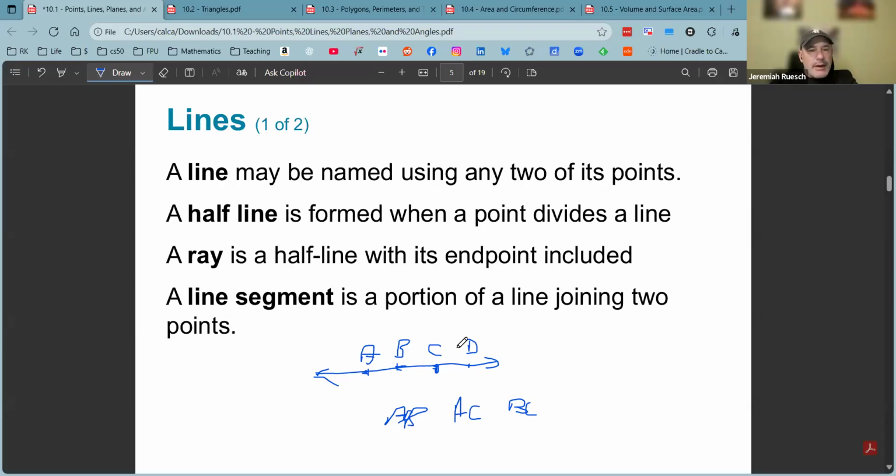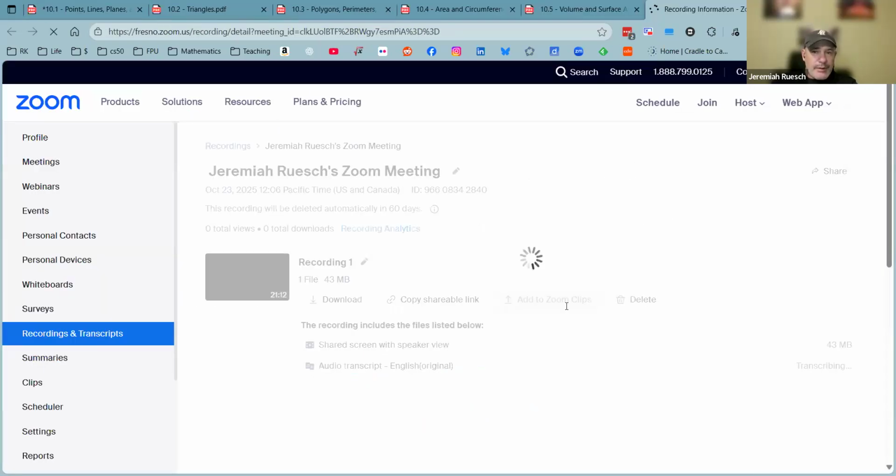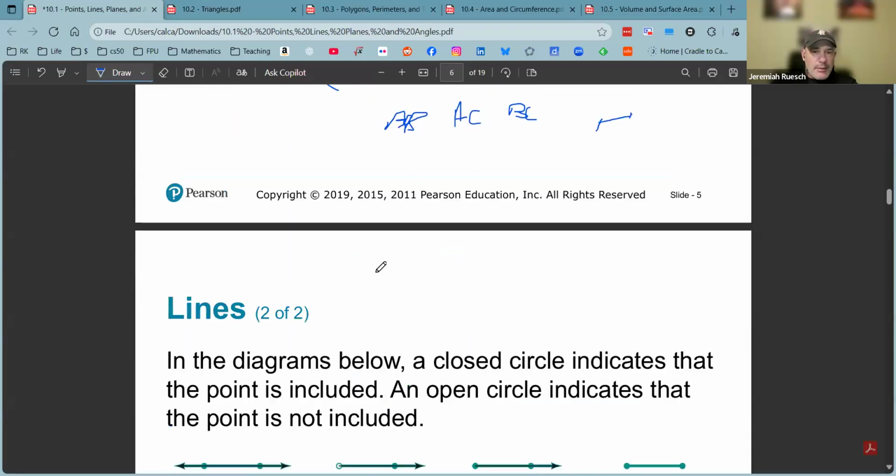A half line is formed when, let's say, it starts at point A and then it goes off in, let's say, that direction. So you may have something that looks like this. So this is where it terminates. And then a ray is very much the same idea, but it includes the endpoint. And a line segment is just the portion. So let's say this is an example of a line segment. Okay. All right. And moving on.